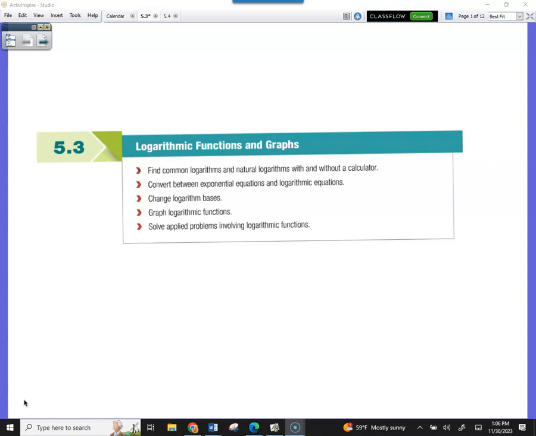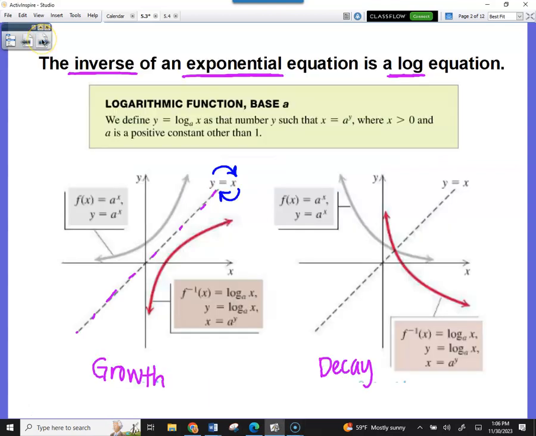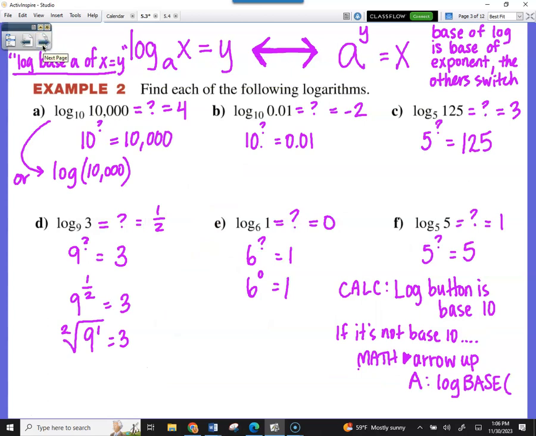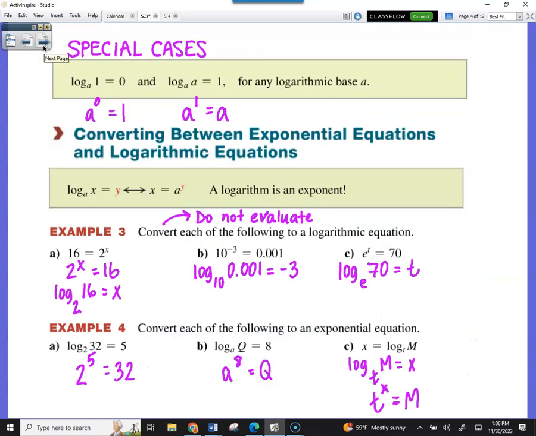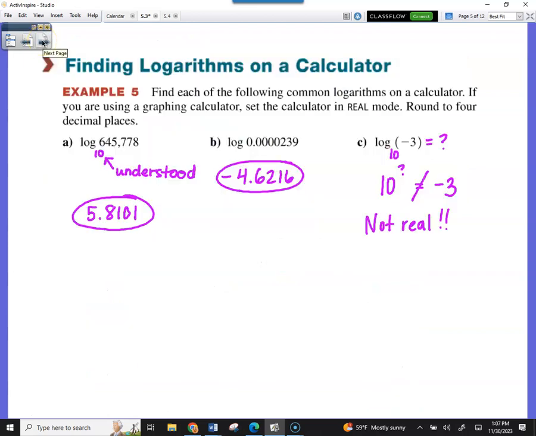We were looking at log functions and graphs. It is important to know how to go back and forth between a log and the exponential equation, because what we're going to do today requires this. So I hope you were understanding this yesterday. Remember, the base of the log is the base of the exponent, and if you use the technique that I use where it's on the left side of the equal sign, the other two switch.